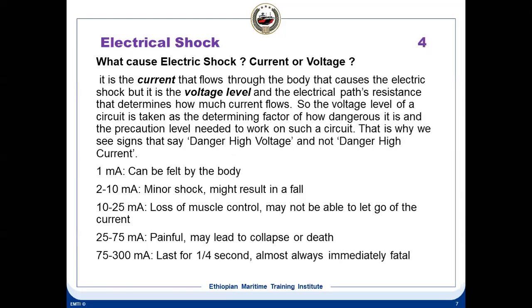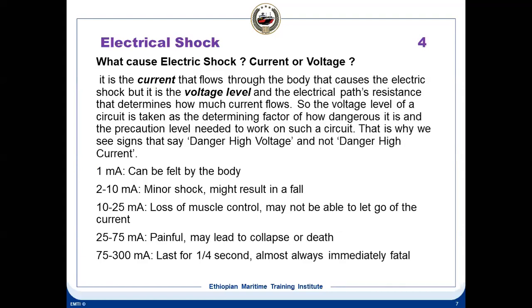So what is electrical shock? Is it because of the current or the voltage? It is because of the current flowing through the body that causes the electrical shock, but it is the voltage level and the electrical path resistance that determines how much current is flowing.